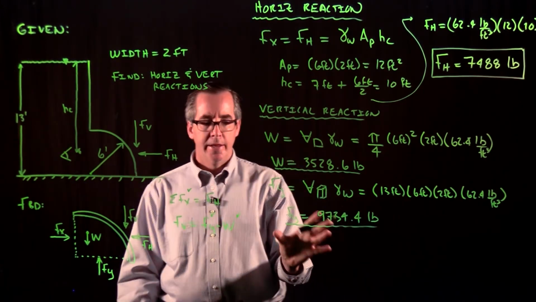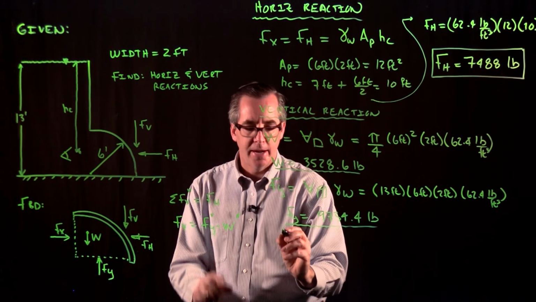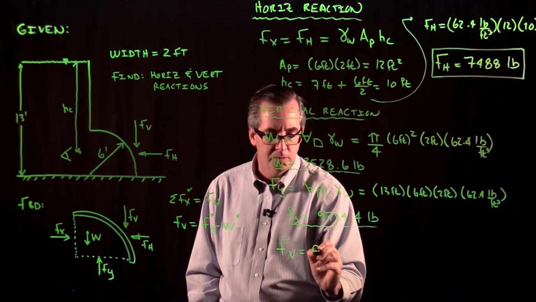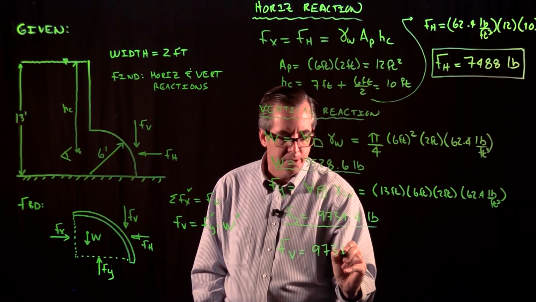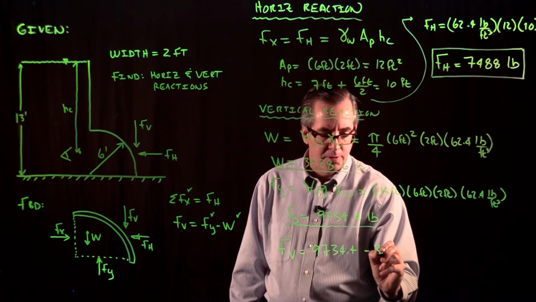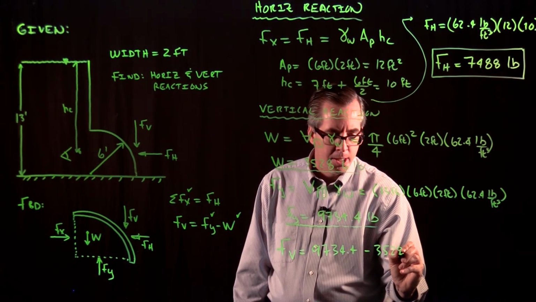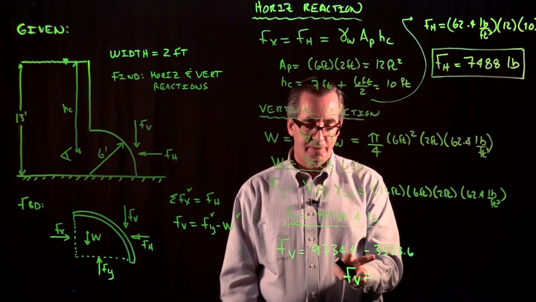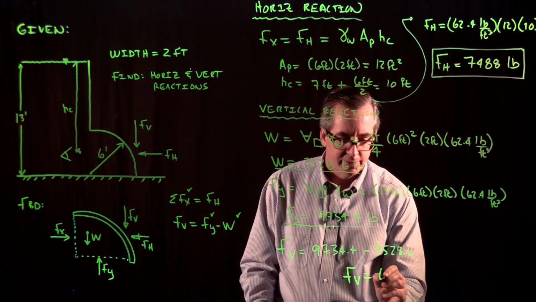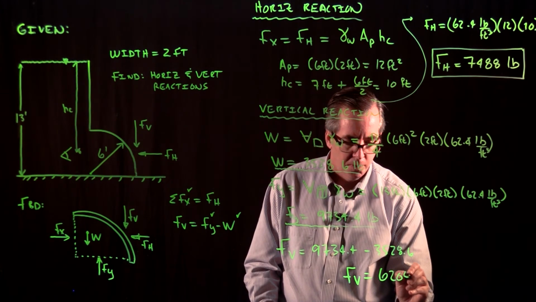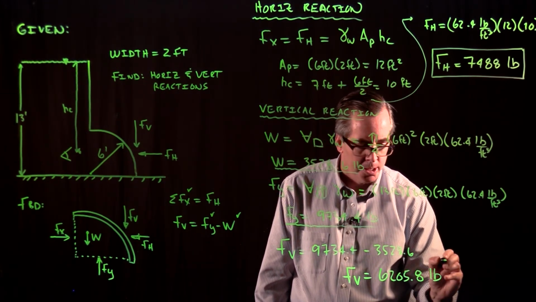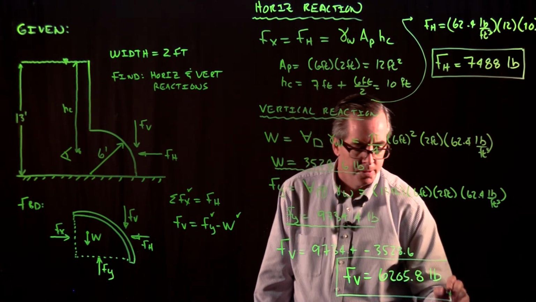Okay, and then going back to our free body diagram to solve for the final answer, we're just going to be taking the difference between those two. So we have 9734.4 minus the 3528.6. If I take the difference between the Fy and the weight, I get 6205.8 pounds as my final answer.